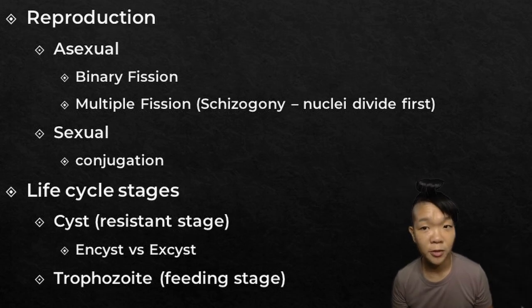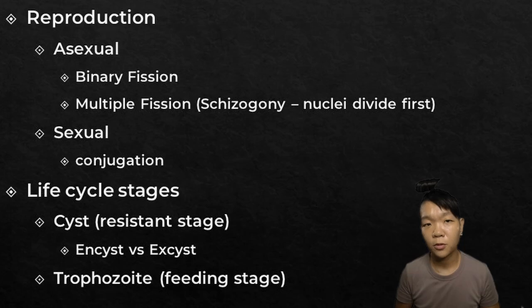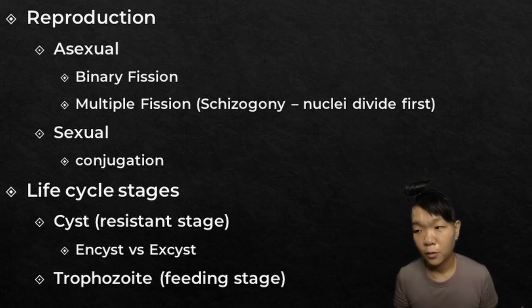For sexual reproduction, there's conjugation. As in, whatever happens there, they exchange genetic material. A lot of these protozoan parasites, you'll see in their life cycles that they're able to employ both asexual and sexual modes of reproduction.